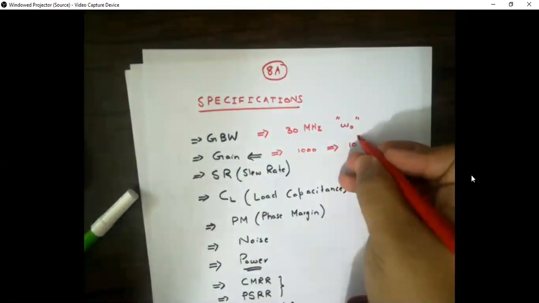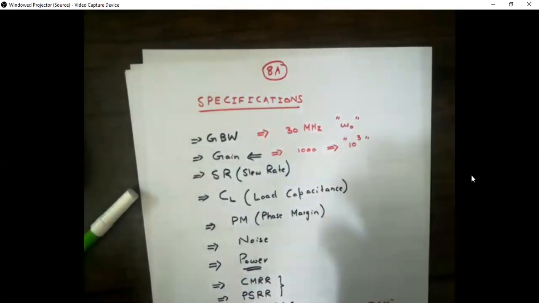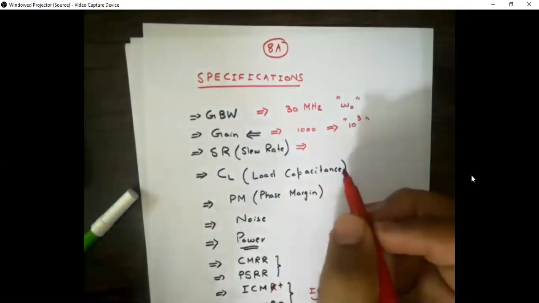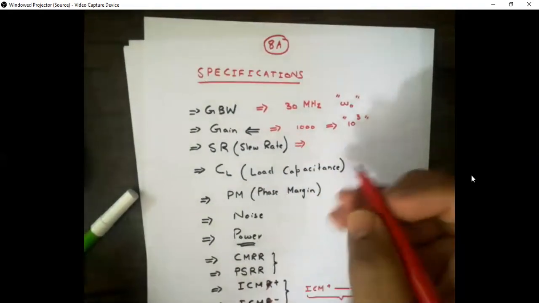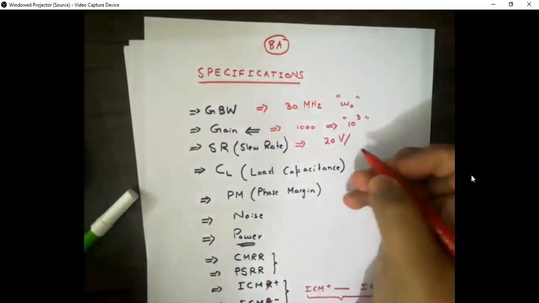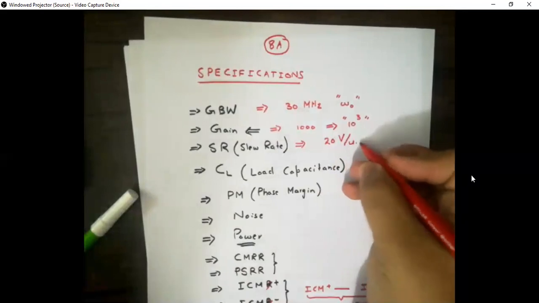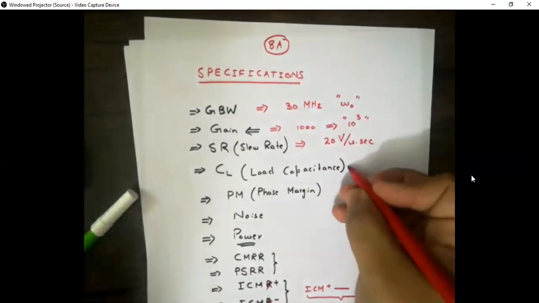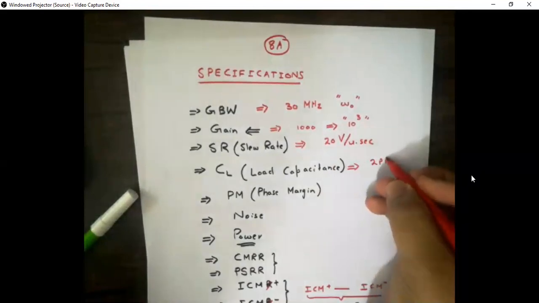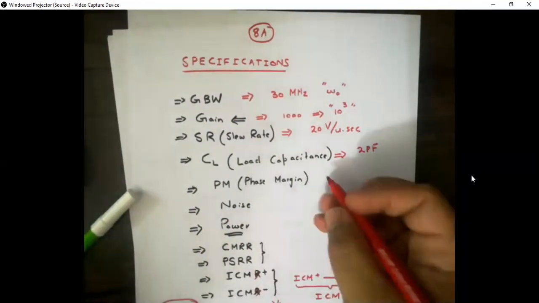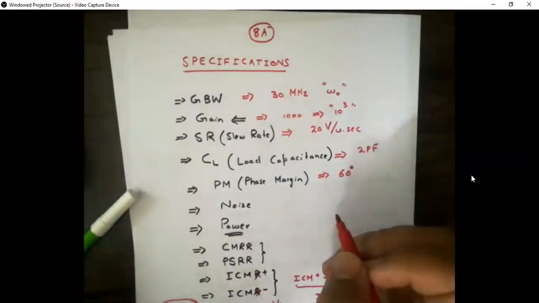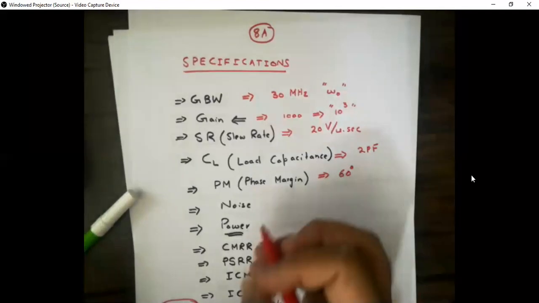Now we come to what is meant by design. We need the specification. Slew rate: we will open up the topic of slew rate in a couple of minutes. The slew rate is 20 volts per microsecond. Load capacitance in this design is 2 picofarad. Phase margin, for example, we can take 45 or 60 degrees. 60 degrees is better, so we go for 60 degrees.